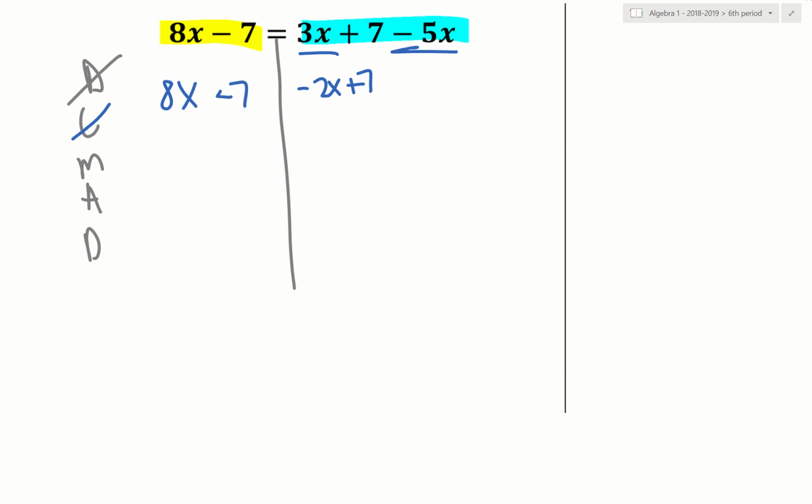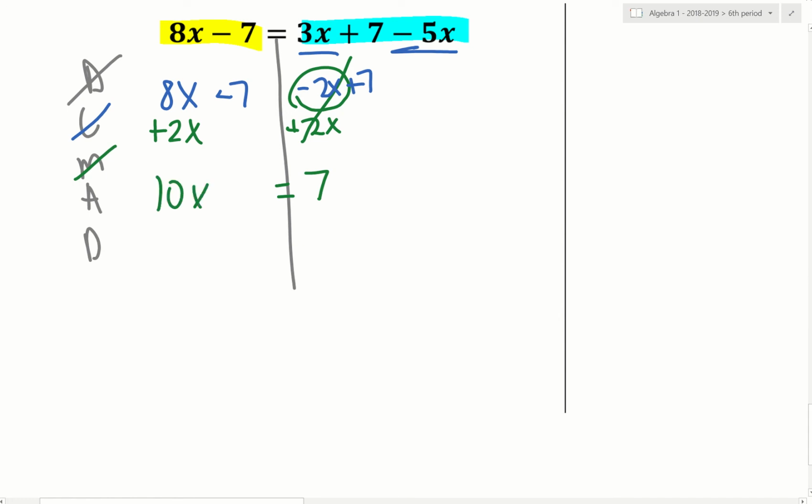Great job. Okay, so now I'm going to move my variable. How do I move this negative 2x? I'm going to add 2x to both sides. It's going to cancel it there, so I'm left on the right side with just a 7. What is 8 plus 2? Good. 10 x's. Make sure you put that x with it. Okay, don't forget your variables.